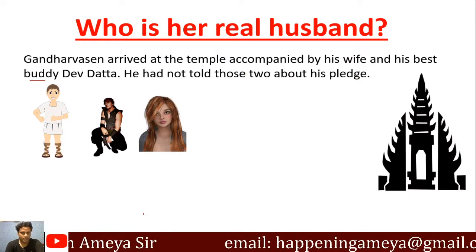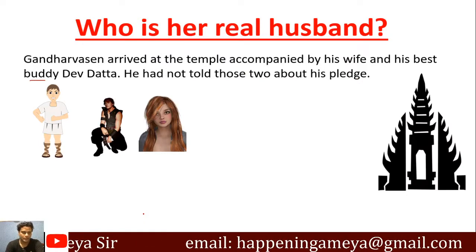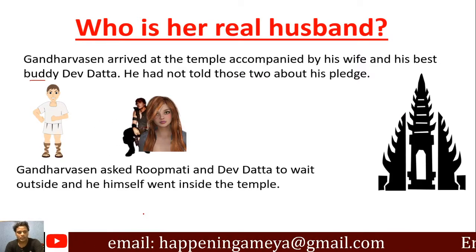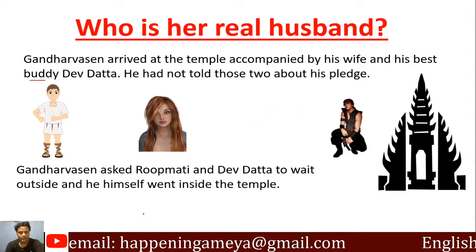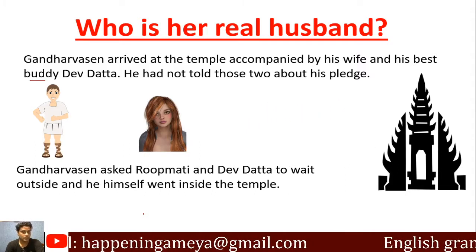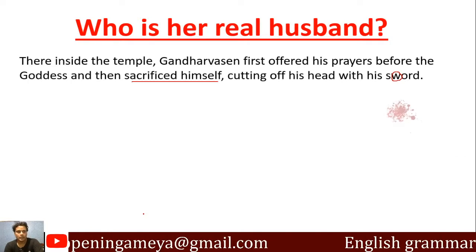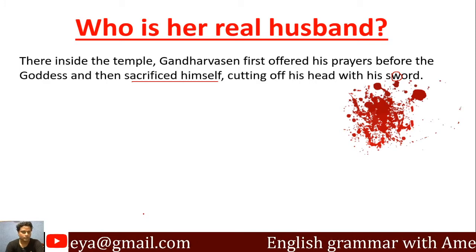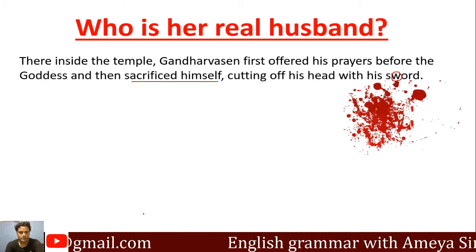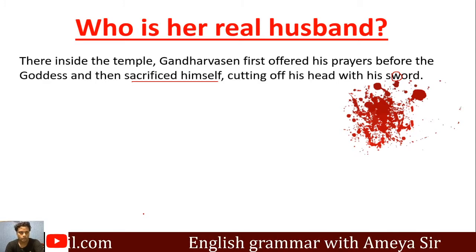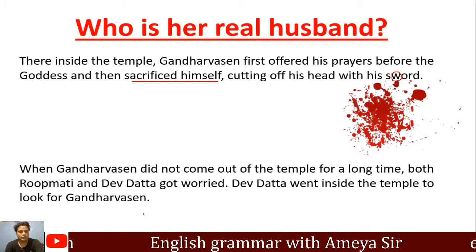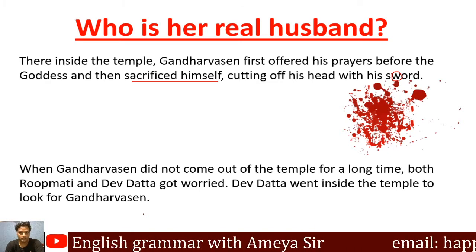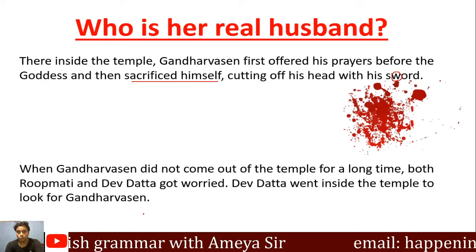Gandharvasen arrived at the temple accompanied by his wife and his best buddy Devdatta. He had not told those two about his pledge. Gandharvasen asked Roopmati and Devdatta to wait outside, and he himself went inside the temple. There, inside the temple, Gandharvasen first offered his prayers before the goddess and then sacrificed himself, cutting off his head with his sword. When Gandharvasen did not come out of the temple for a long time, both Roopmati and Devdatta got worried. Devdatta went inside the temple to look for Gandharvasen.